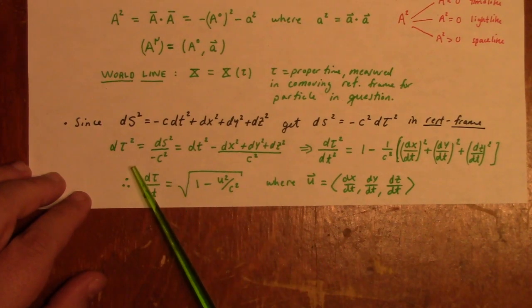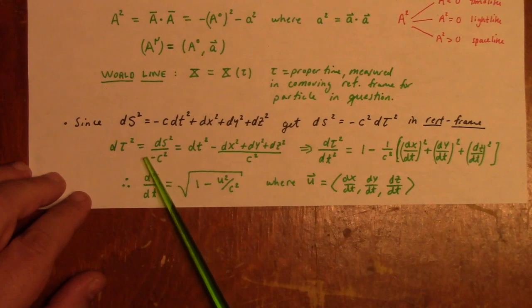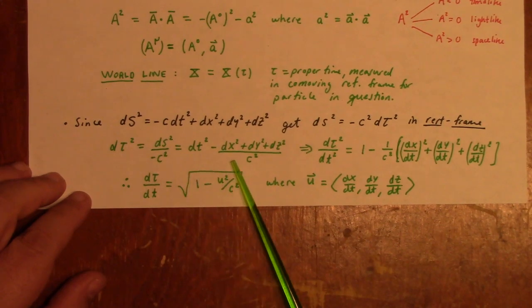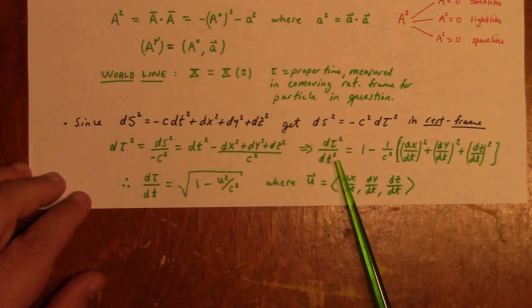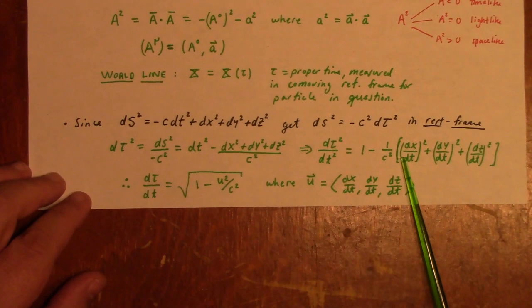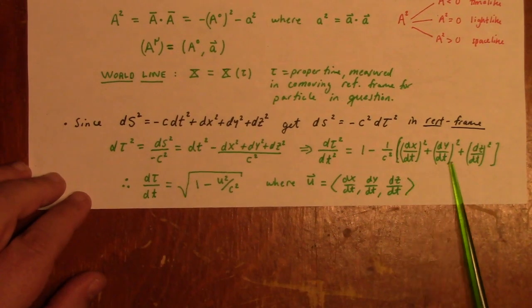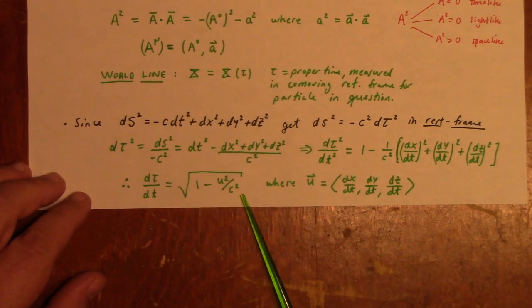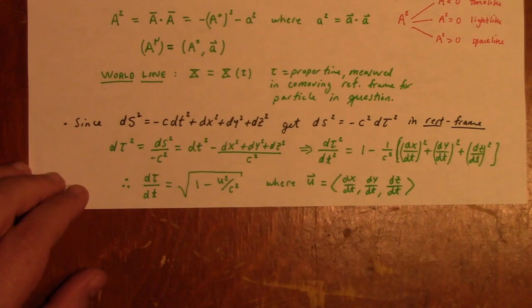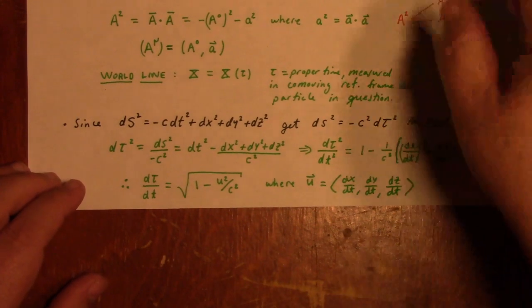Okay, so anyway, when we solve for d tau squared, we get this, but we could also glean from that various relations between the derivative of proper time with respect to the time of some other frame and the velocity of the particle in question with respect to that frame. In particular, we get that d tau dt is the square root of 1 minus u squared over c squared. This is exactly 1 over gamma. Remember, gamma is the reciprocal of this thing. Gamma is a function of u. Okay, so that's where we're starting.